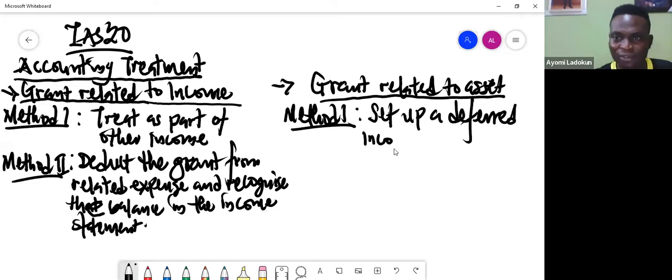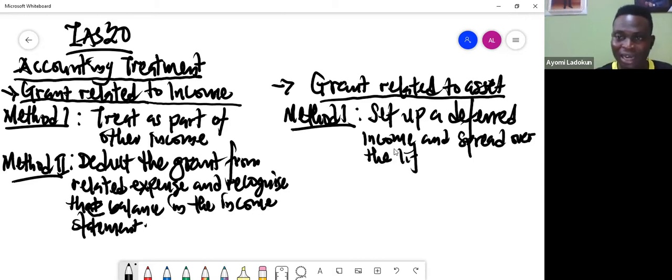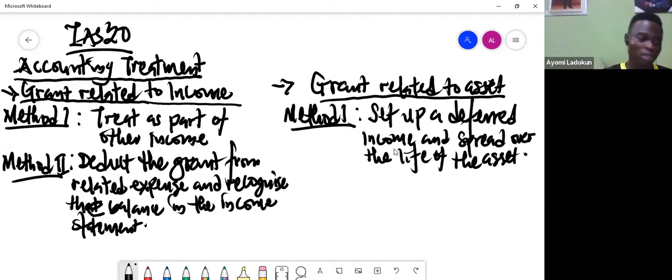Set up a deferred income and spread over the life of the asset. Okay, spread over the life of the asset. That's method one. So I'm going to give you an example here so that you understand better.